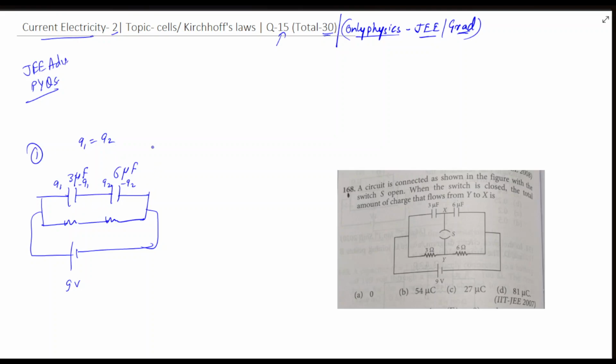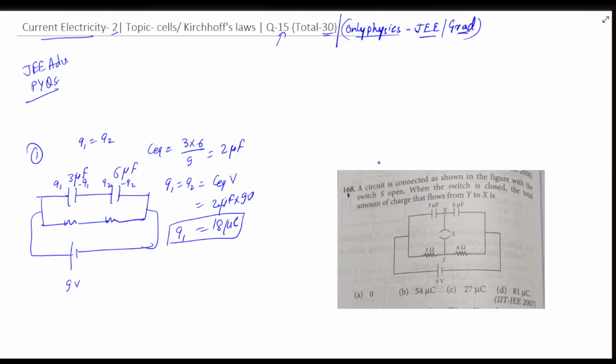Now let's find the C equivalent for this. C equivalent will be 3 into 6 upon 3 plus 6, which is 9, so it will be 2 microfarad. Now we can find the charge Q1, which equals Q2, as C equivalent into V. C equivalent is 2 microfarad and the voltage is 9, so we'll have 18 microcoulomb. Q1 or Q2, you can write any.